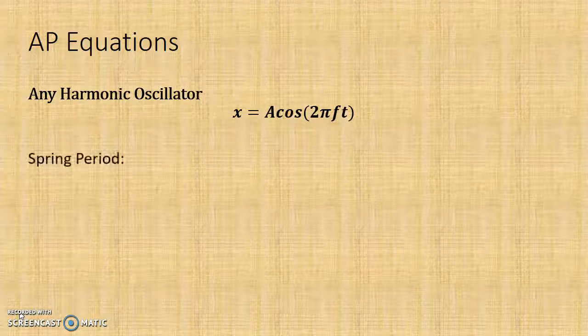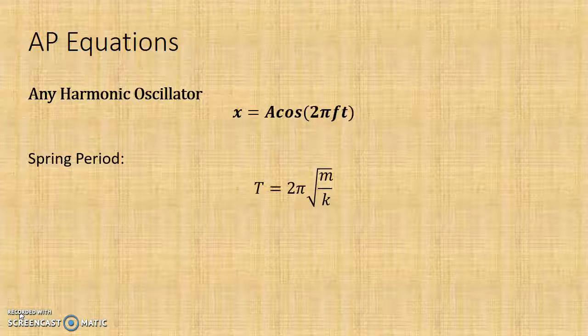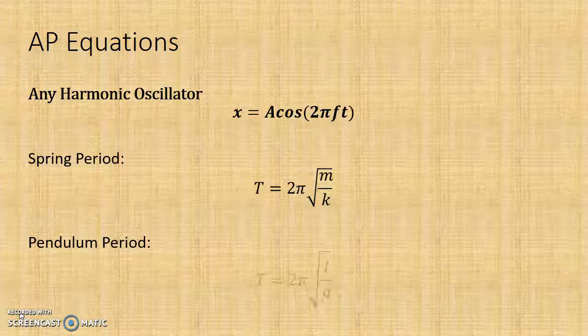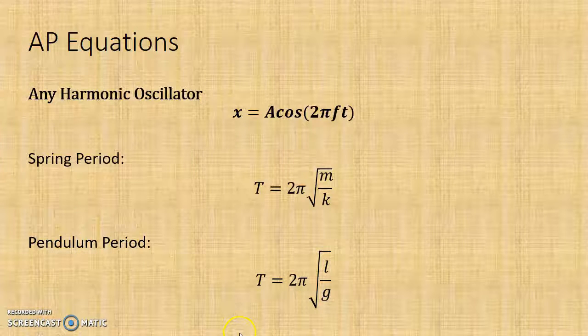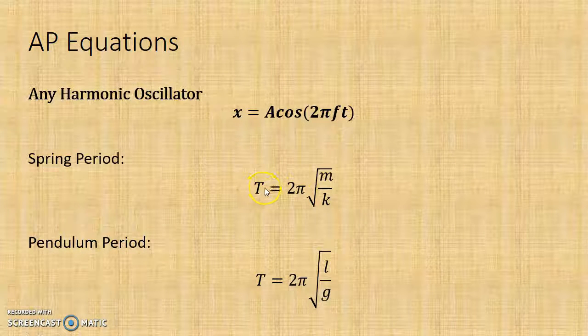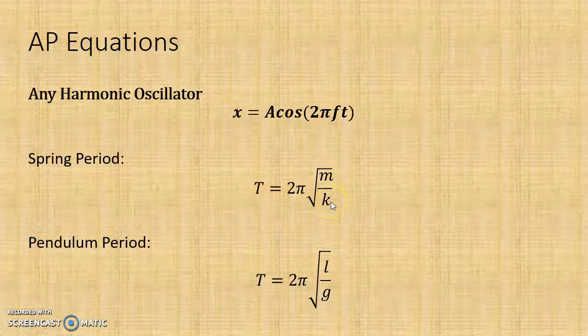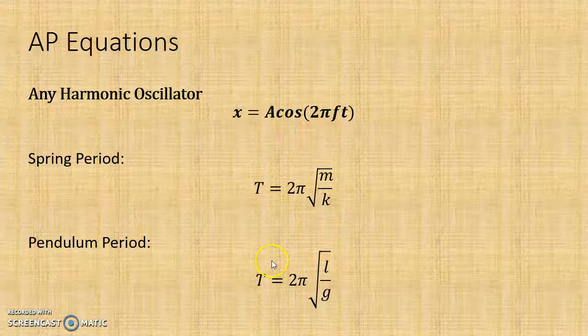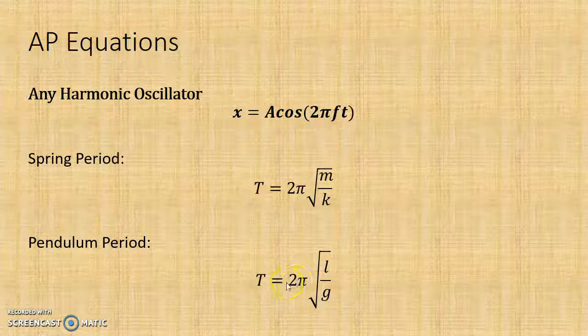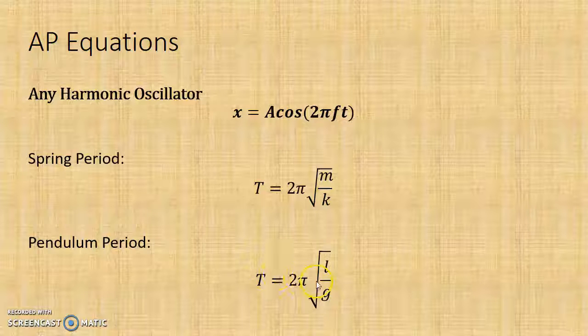But for the specific ones, for a spring, the period is 2 pi times the square root of the mass divided by the spring constant. And for the pendulum, it is 2 pi times the square root of the length divided by gravity. These make sense. With a spring, the greater the mass, the greater the period, the greater the spring constant, the smaller the period. And likewise with a pendulum, if you think about it intuitively, certainly after you have some experience, the greater the length, the greater the period.